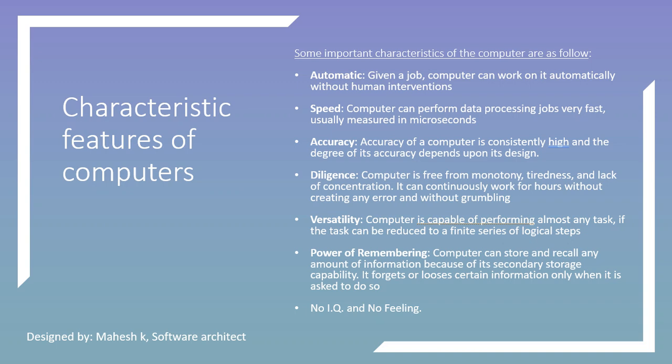Power of remembering is one of the great features, because whenever we do any operations or data manipulation inside the computer, it stores the results in a secondary storage device. In future we will learn what primary and secondary storage are. Whenever required, we can easily retrieve the data and use it, further enhance it, and then store it. But when we give the instruction to remove it from secondary storage, it removes it based on our instruction.